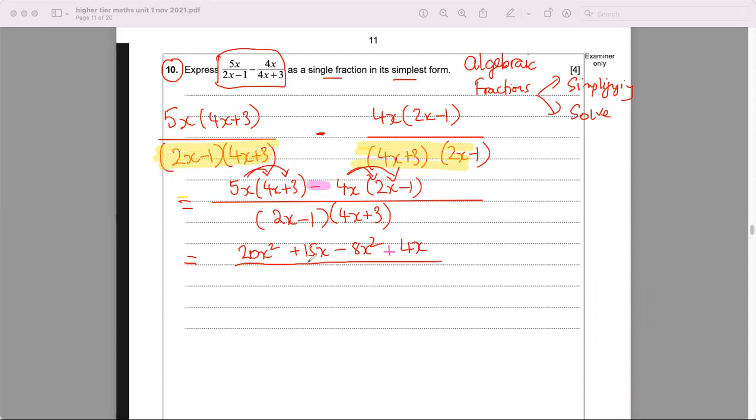And it will be exactly the same in the denominator. Now the top, to simplify, nice and easy: 20x squared minus 8x squared is 12x squared, plus 19x. And that will be over exactly the same denominator. That's 4 marks here. You get 1 mark for doing this, or if you write it down like this, that's 1 mark as well. But when you're expanding two of them, that would be 2 marks there and 1 mark for simplifying.